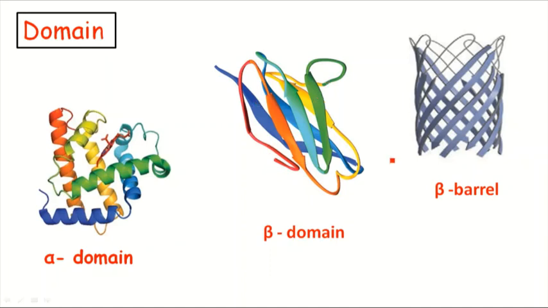Next, the beta domain. The beta domain contains only beta sheets. Beta strands are arranged in 2 beta sheets and they are packed against each other to form a beta sandwich in the beta domain. This beta domain is commonly found in immunoglobulin. Number 3, this is the beta barrel. It consists of only beta strands and forms a cylindrical barrel-like structure.